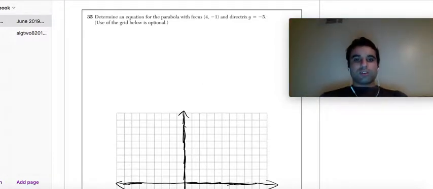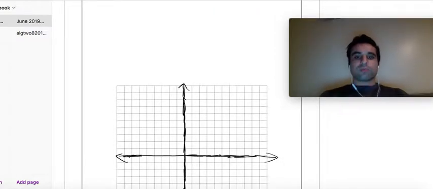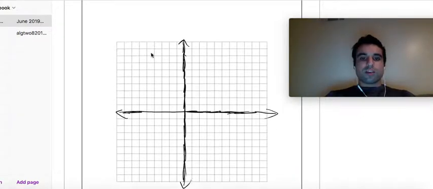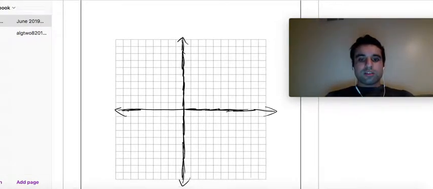Okay. Focus is (4, -1). That's a point, a single point. And the directrix is a line, y equals -5. So (4, -1) is our focus. Then we're going to get that point: 1, 2, 3, 4.